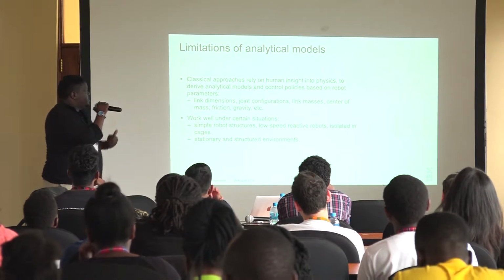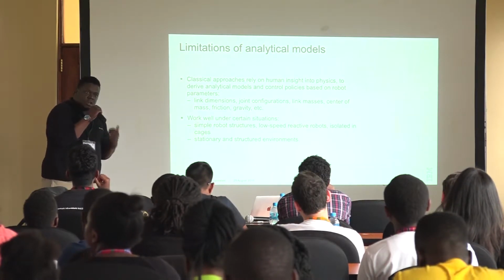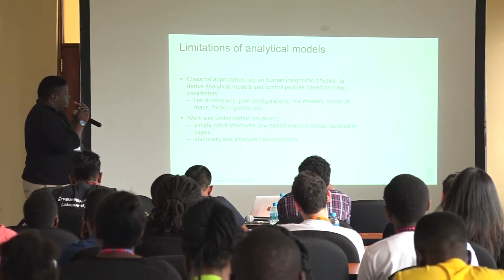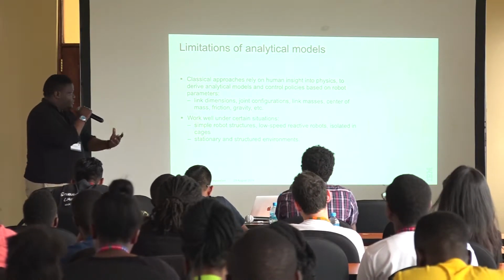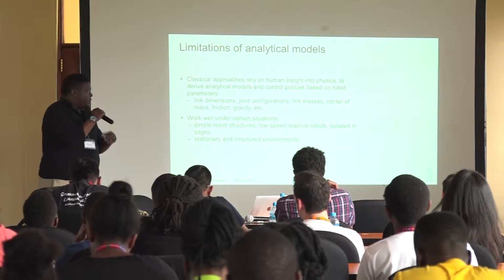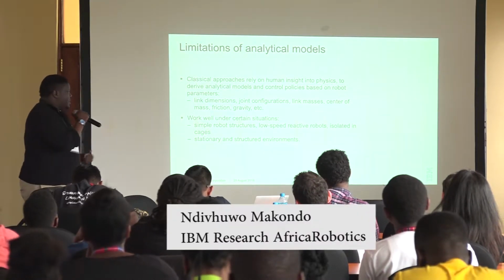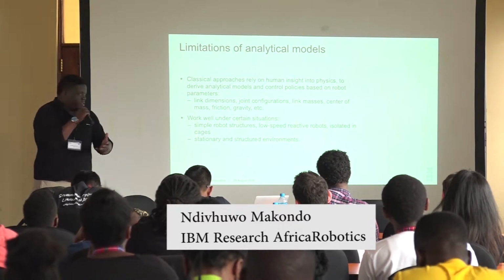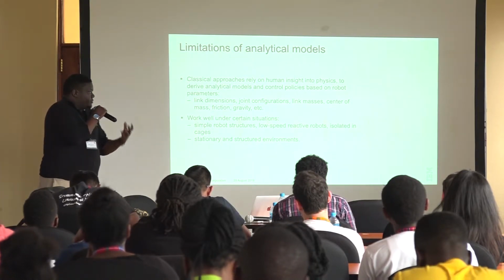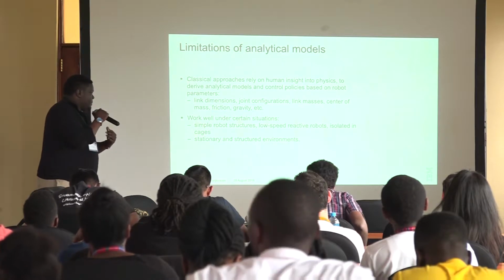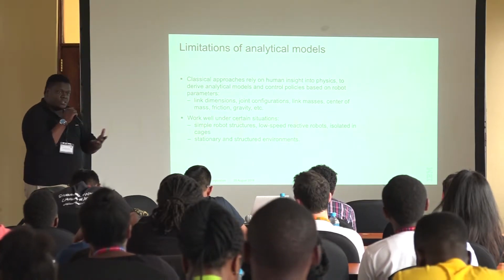So this model relies on human insights into physics to come up with mathematical models. And it typically requires your link dimensions, the joint configurations, and the link masses. They do work well under certain situations, when you have simple robot structures, low-speed reactive joints, and also stationary and structural environments, as I mentioned before.